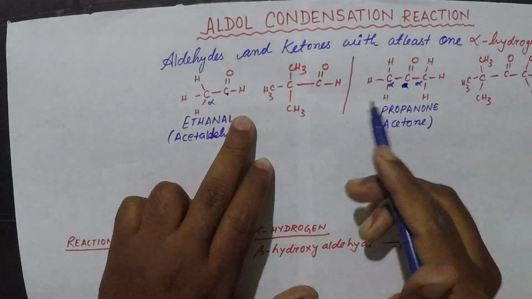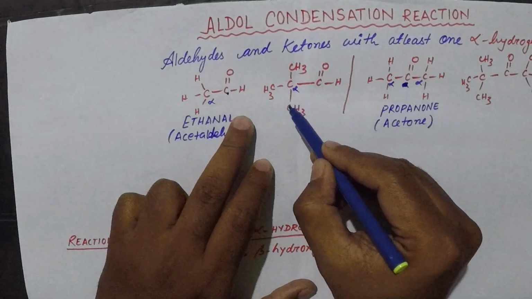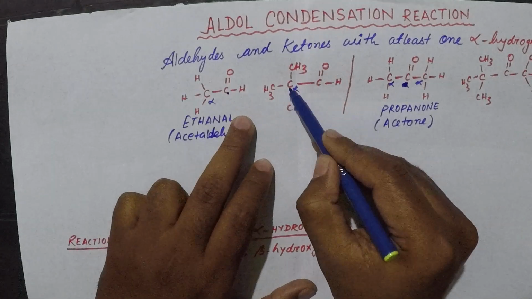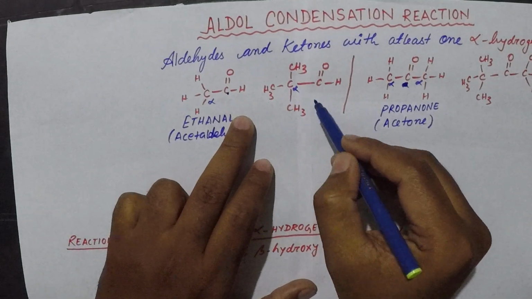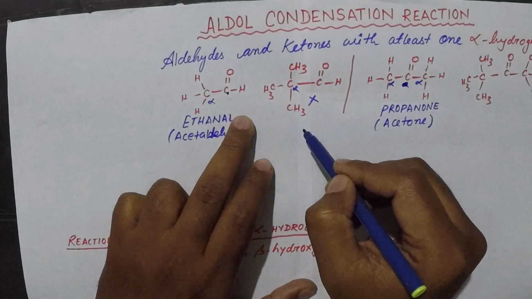But let us see the next structure. This is the alpha carbon, and that alpha carbon is not directly bonded to any hydrogen. Here 3 methyl groups are there, but no hydrogen is directly bonded to the alpha carbon. Therefore this aldehyde is not going to show Aldol condensation reaction.